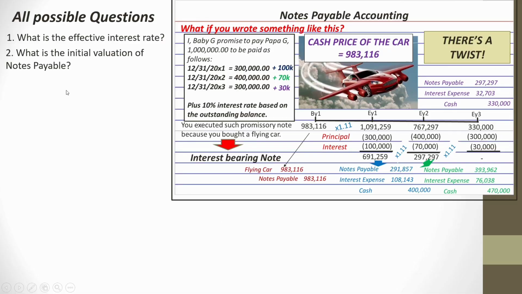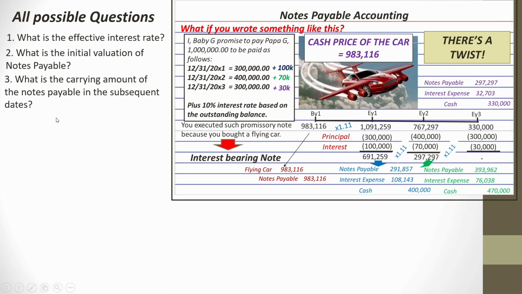Another possible question is, what is the carrying amount of the notes payable in the subsequent dates? Well, you just have to focus on the carrying amounts in your timeline. If you are using the timeline, or if you're using an amortization table, you need to focus on the carrying amounts, like these amounts. Okay? And that's it for possible question number 3.